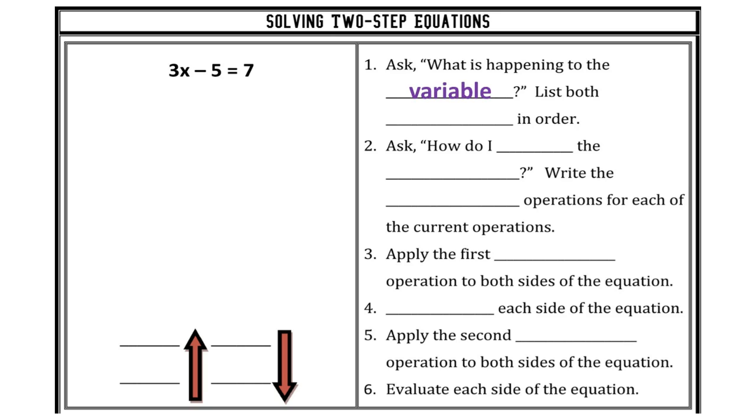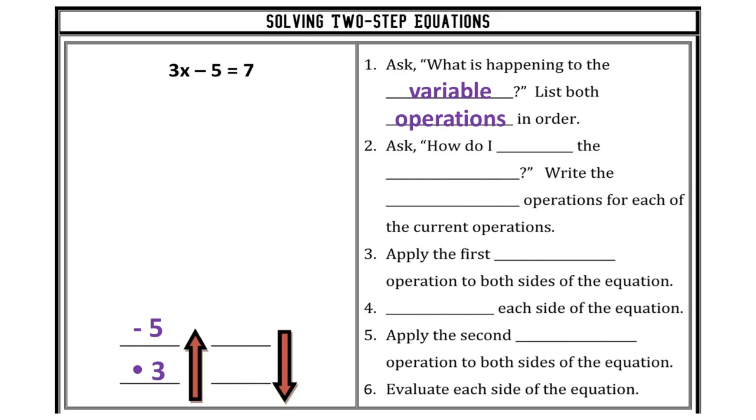To solve a two-step equation, we're going to follow these steps. First, ask yourself, what is happening to the variable? This is the same question we start with every single equation, one step, two step, etc. List both operations in order, using the order of operations. We have 3x minus 5 equals 7. The first thing happening to the variable is I'm multiplying by 3, then I'm subtracting 5.